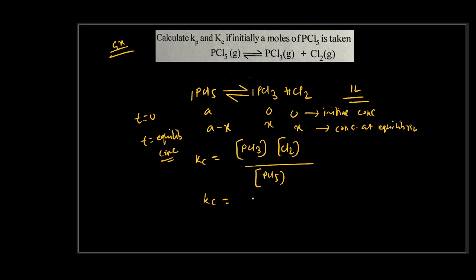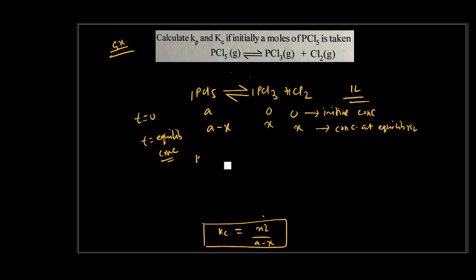So for the products, PCl3 is X and Cl2 is also X, and the reactant is A minus X. So Kc is X square divided by A minus X. Similarly, if we solve, Kc we got is X square by A minus X.